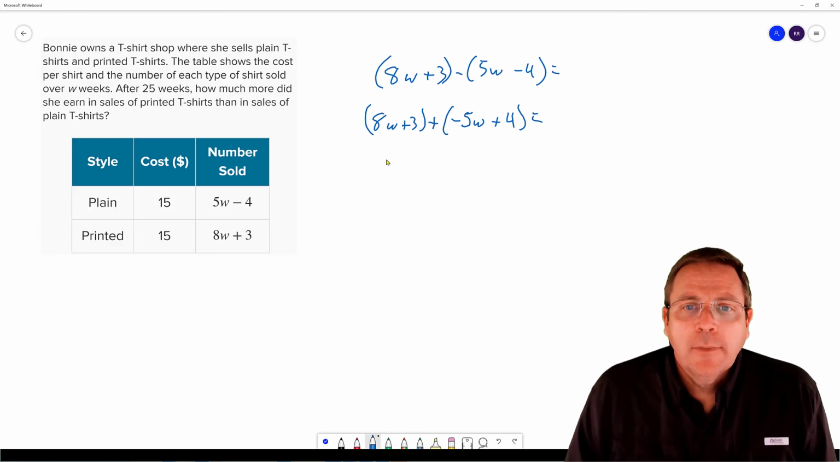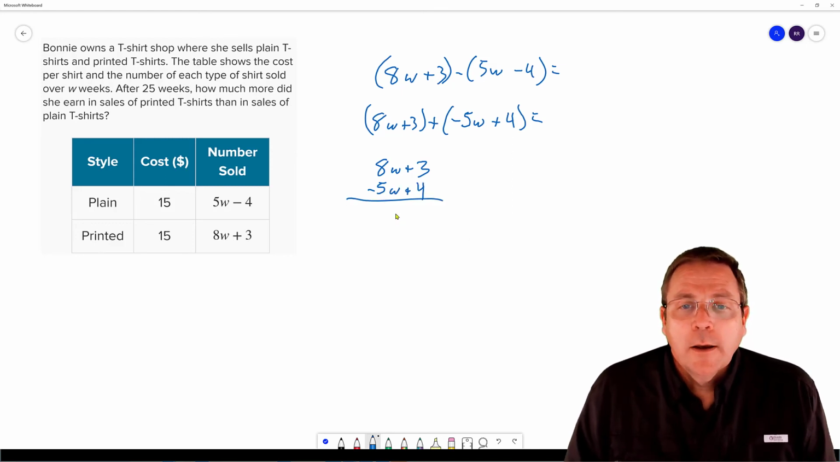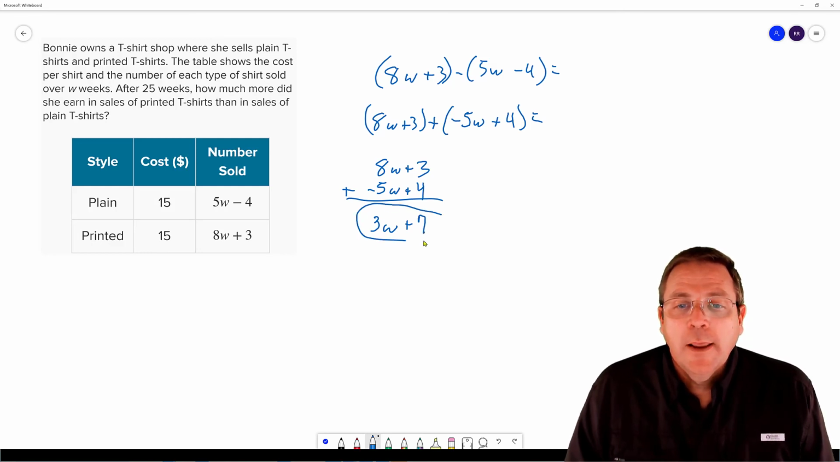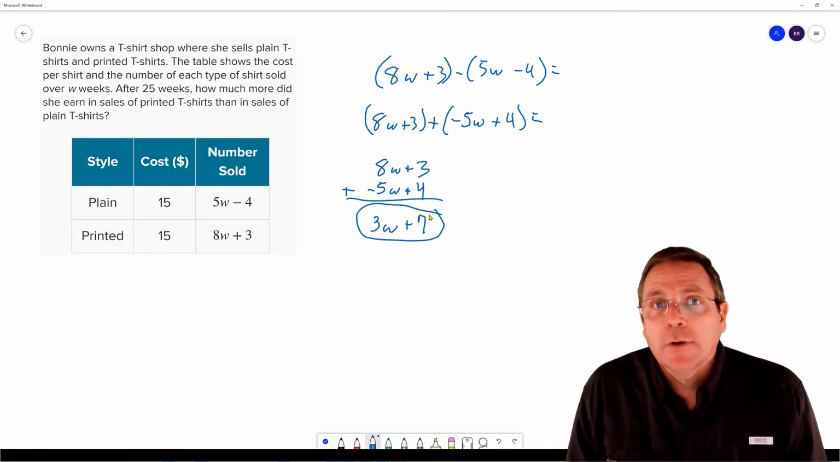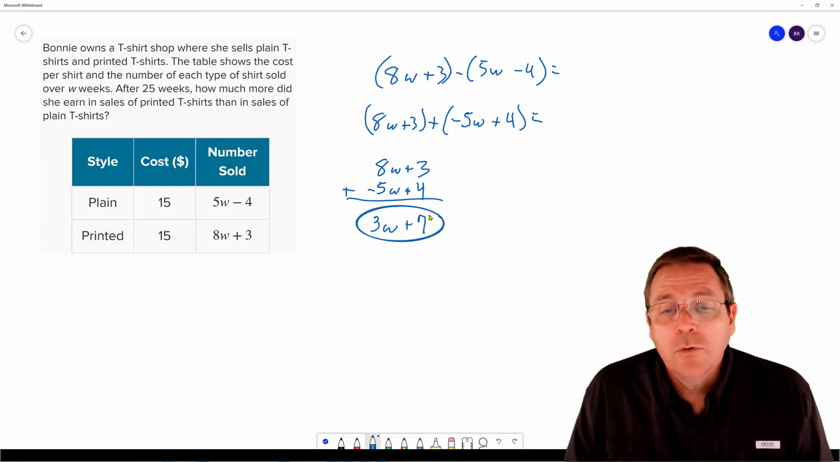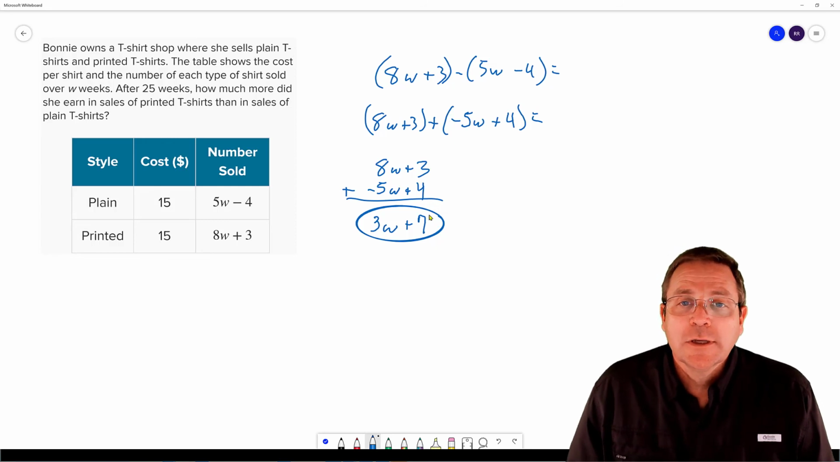Now we can align them. That's going to give us 8W plus 3 and a negative 5W plus 4. Put your plus sign there. 8 minus 5 leaves us with 3W, plus 3 plus 4. That is going to be 7. And that is going to be the difference in the t-shirts sold. So they sold 3W plus 7 more printed t-shirts than they did plain t-shirts.